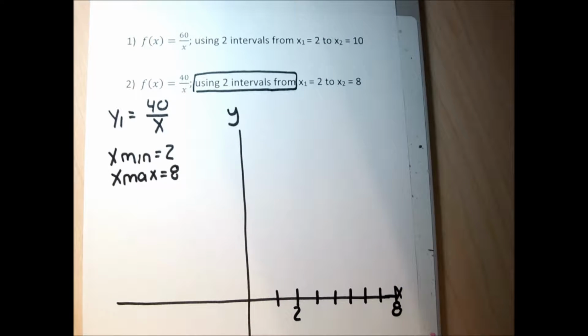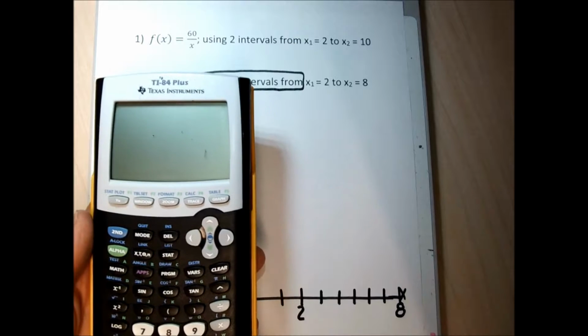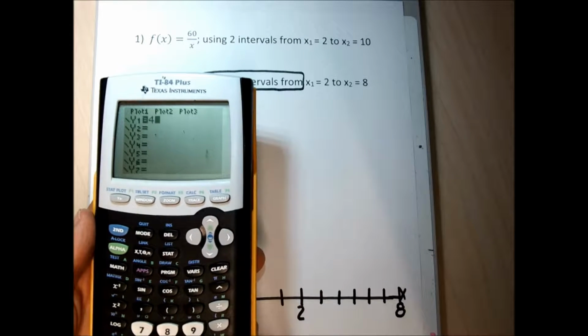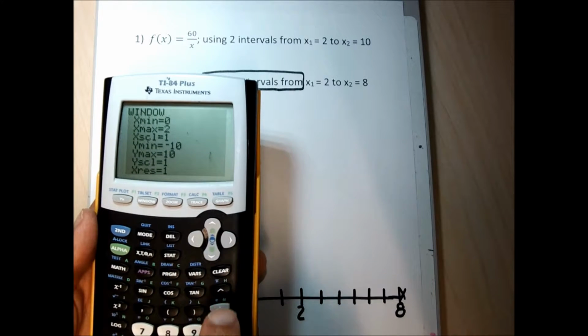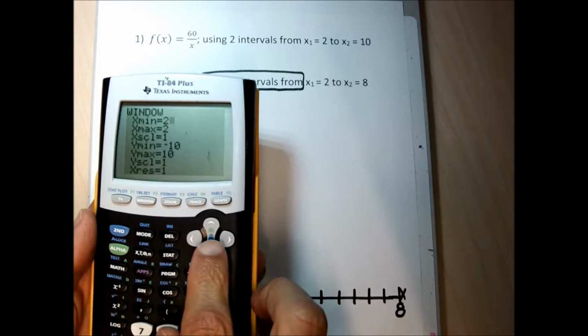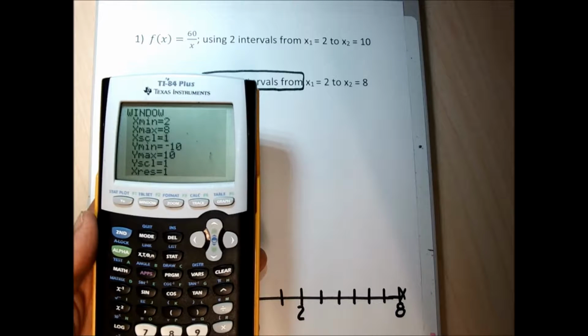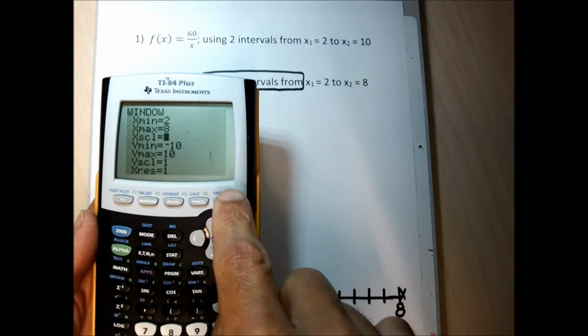So I'm going to graph the function 40 over x with x min equal to 2, x max equal to 8. So y equals 40 divided by x, window x min 2, x max 8. I'm going to leave my y's at negative 10 to 10. If I can see the graph doesn't go off the screen, I'll be content with those y's. If my graph goes off the screen, I can't be content with those y's.